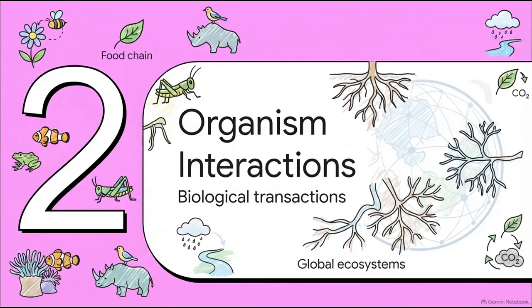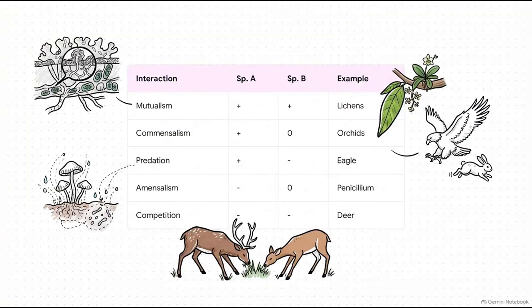Moving right along to Section 2, how organisms interact. In nature, nobody exists in a vacuum, right? These interactions are basically biological transactions, and we can easily chart who benefits with a plus sign, who is harmed with a minus sign, and who is completely unaffected with a 0. Look at mutualism, a perfect win-win where both species benefit, like fungi and algae teaming up to form lichens. Then there's commensalism, where one benefits and the other honestly doesn't care, like an orchid hitching a free ride on a mango branch while the tree doesn't even notice.